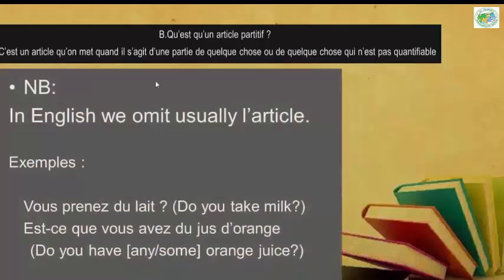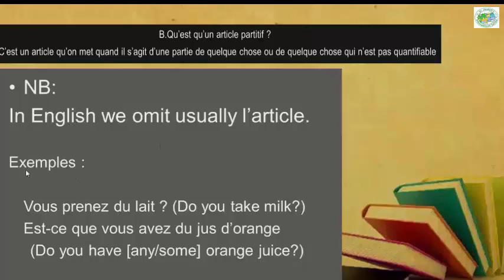Alors, qu'est-ce qu'un article partitif? If you want to define the word article partitif, c'est un article qu'on met quand il s'agit d'une partie de quelque chose ou de quelque chose qui n'est pas quantifiable. I'm talking here about a kind of article that we use with the parts or things that we can't count. Okay? In English, we usually omit l'article.